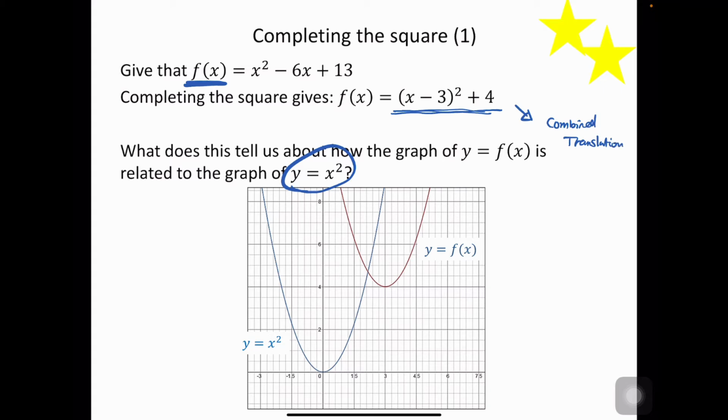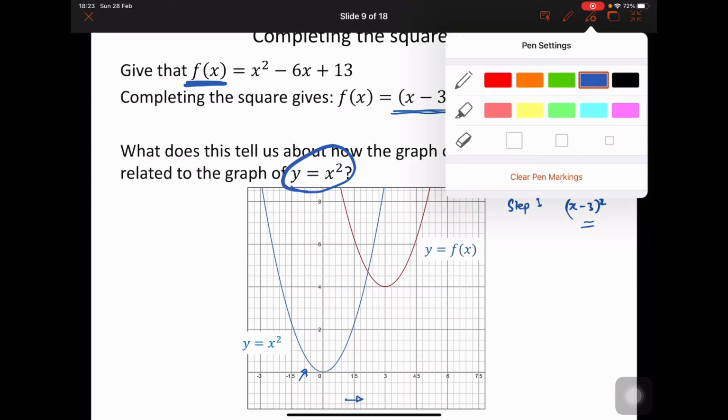Step 1. Remember we start off with f of x, which is this blue curve. Step 1, x take away 3 squared. Remember, it's going to affect the x value. Y value doesn't change. And because it's take away 3, we have to perform the opposite of that, which is becoming more positive. So the graph will become more positive. So it's going to be a translation with vector 3, 0.